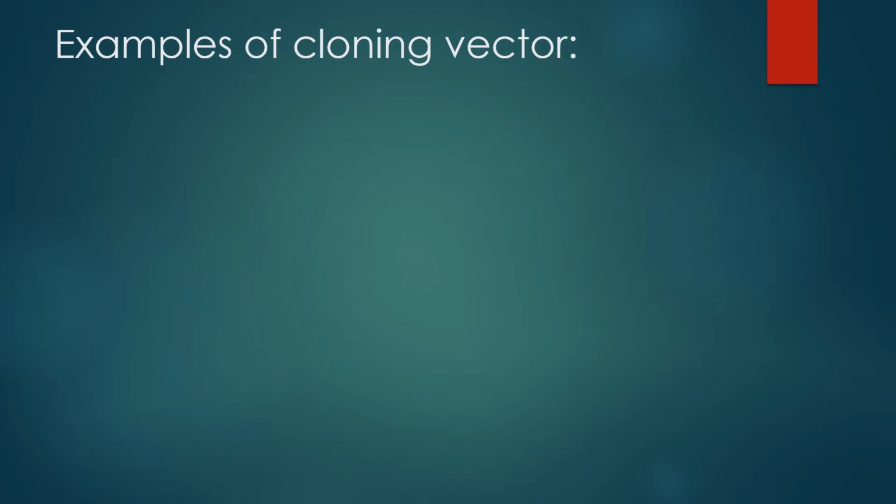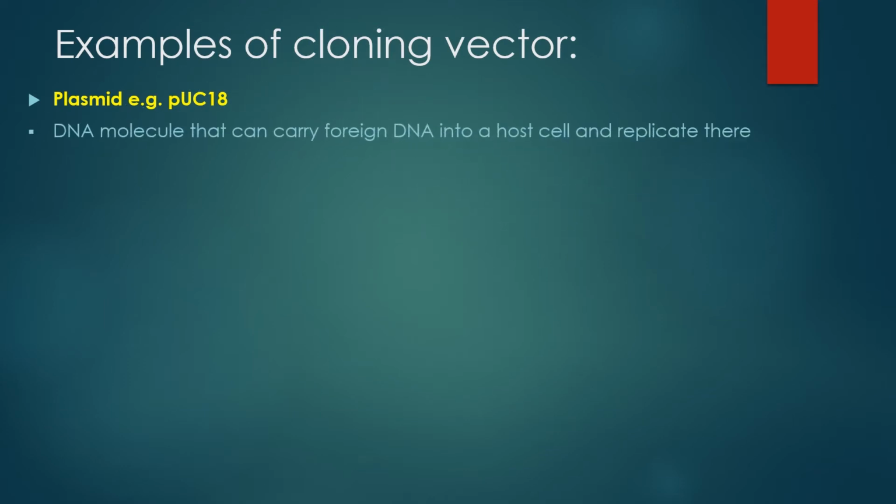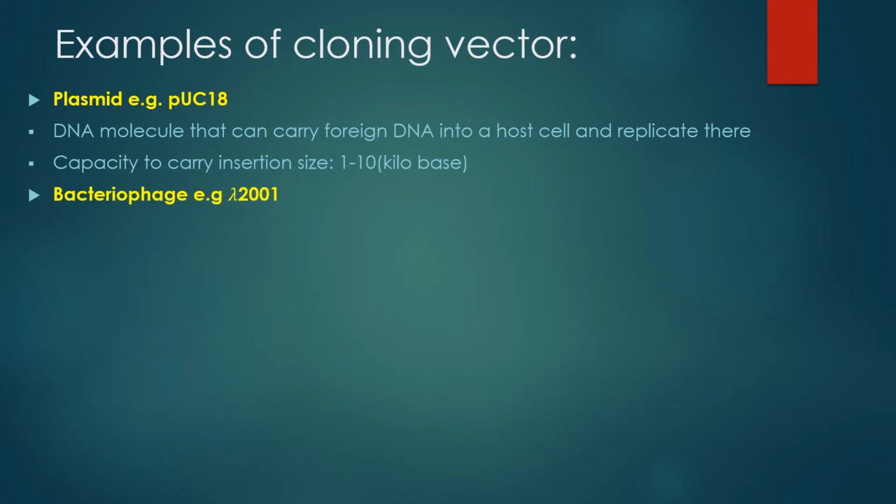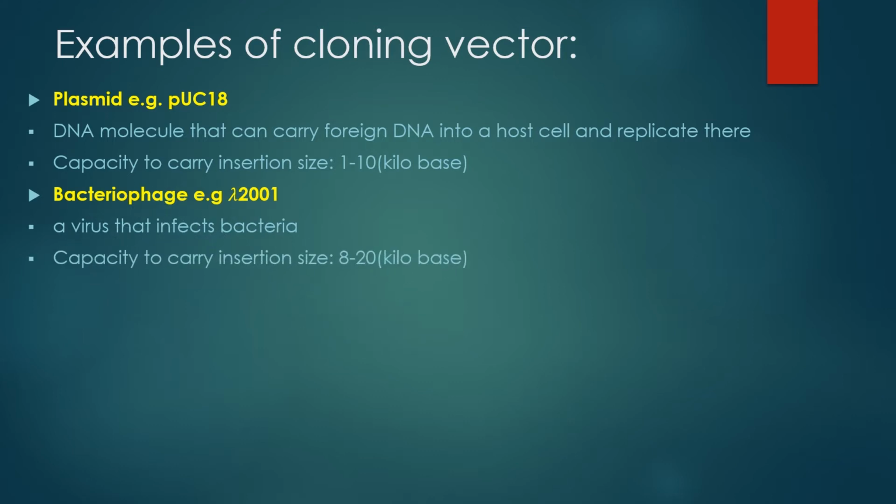Examples of cloning vector: plasmid, which is a DNA molecule that can carry foreign DNA into a host cell and replicate there. The capacity to carry insertion size is 1 to 10 kilobase. Second, bacteriophage. It is a virus that infects bacteria. The capacity to carry insertion size is 8 to 20 kilobase.